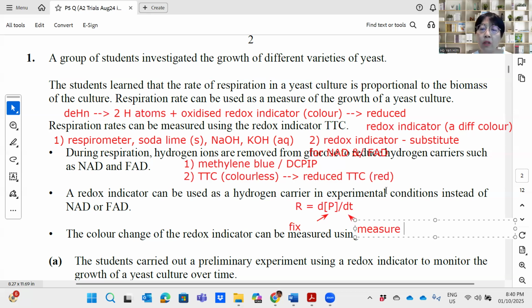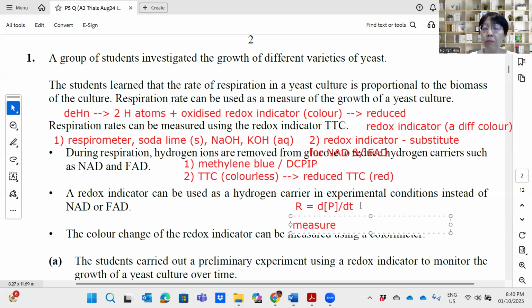Now, if you want to fix the time and measure the other one, if you fix the time and then you measure the concentration of product formed, right? In this case, the concentration is measured based on the intensity of red color. We need to use a colorimeter. So I'm taking the opportunity to give you some more information about the colorimeter. You know that a colorimeter, right, is an instrument where there's light put onto it.